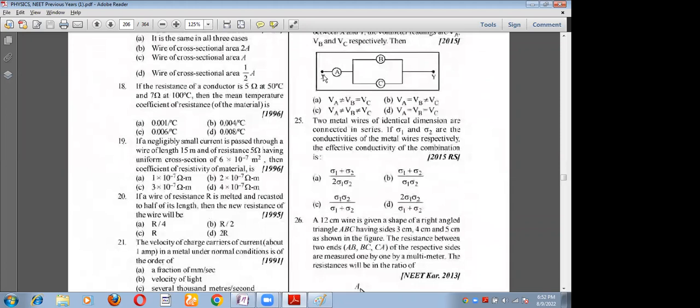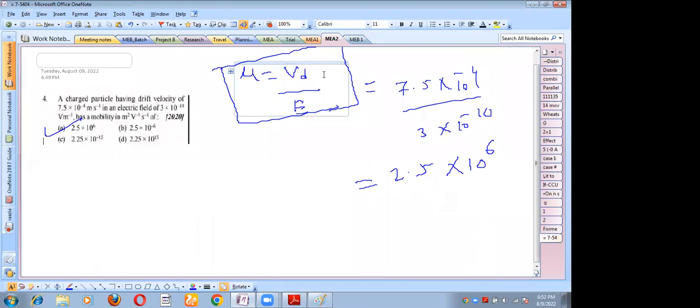So this was a question based on basics which we have studied. Now moving to the next concept. So we'll move to the next concept, that is Ohm's law. All right.